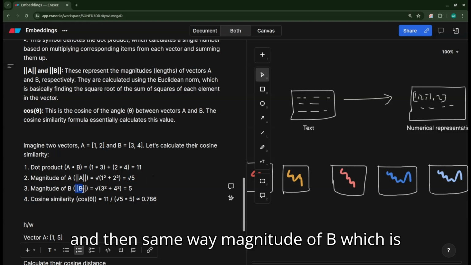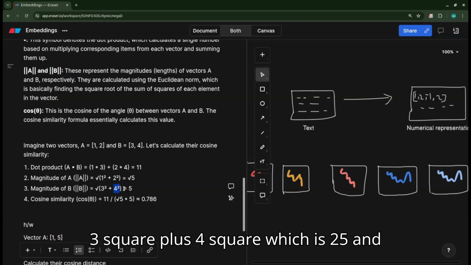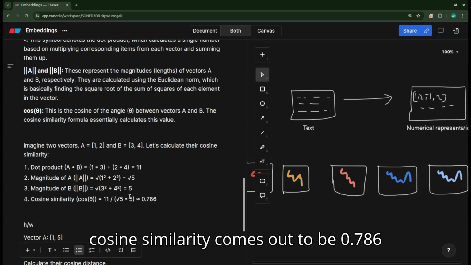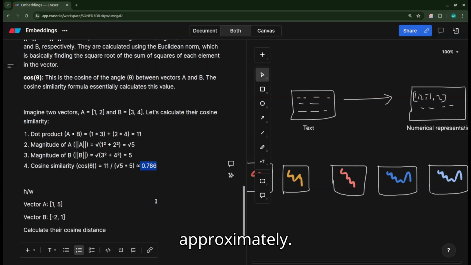And in the same way, the magnitude of b, which is 3 squared plus 4 squared, which is 25, and the square root of 25 is 5. So now the cosine similarity comes out to be approximately 0.786.